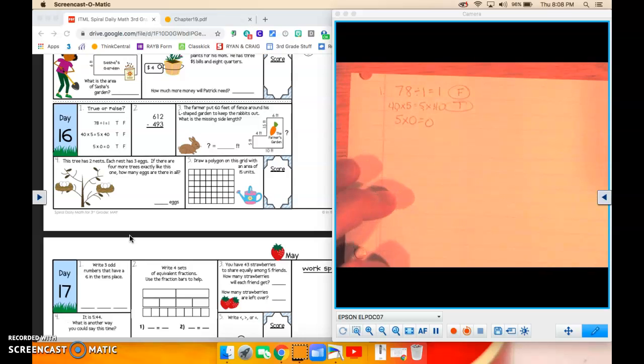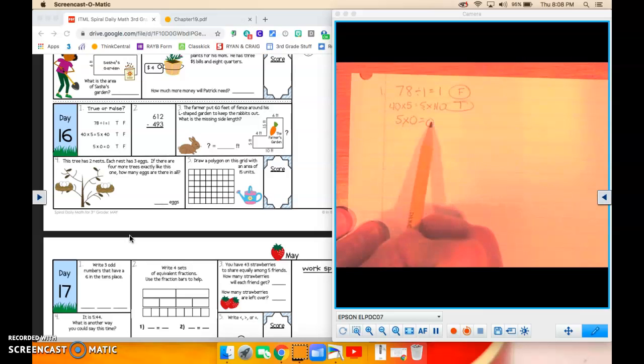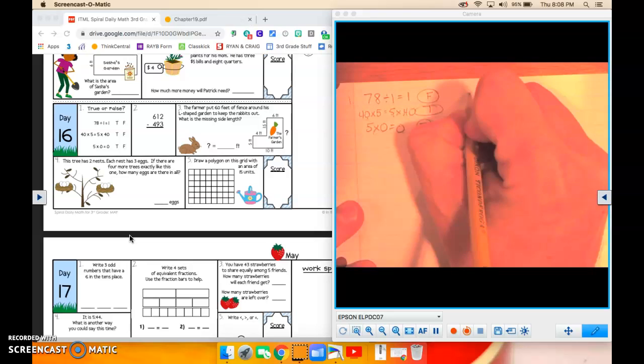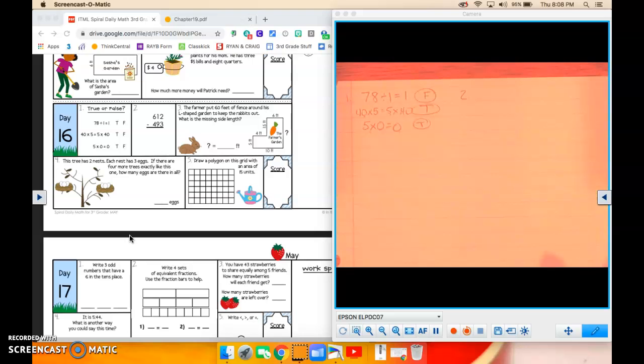Boom. And 5 times 0 equals 0. True or false? Hey, that's also a property of multiplication. That's the 0 property, right? The 0 property says that any number times 0 is always going to be 0. True.